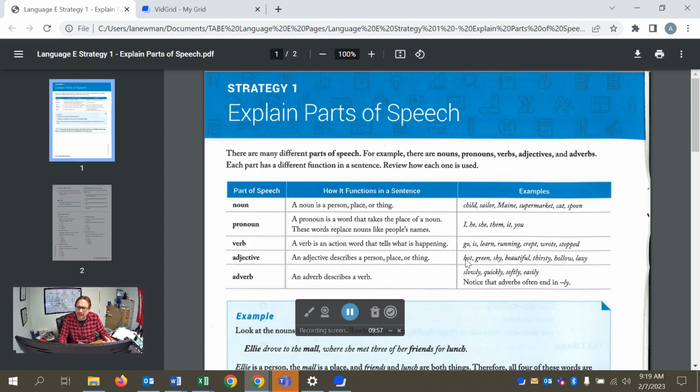We have some examples here: hot, green, shy, beautiful, thirsty, hollow, lazy. You can, I'm sure, envision some of the nouns that might be described by these adjectives, like hot potato, green money, shy puppy, beautiful jewelry, thirsty cowboy, hollow log, and so on. So adjectives can describe nouns, and I think I said they can describe things that are working like nouns, pronouns, and some other parts of speech that we haven't covered and probably won't anytime soon. But adjectives describe nouns or anything that's working as a noun in a sentence.